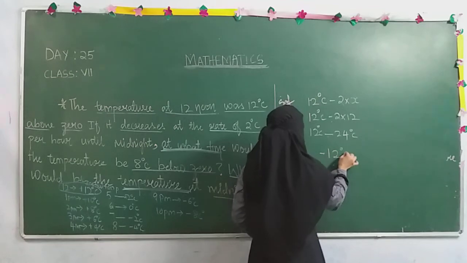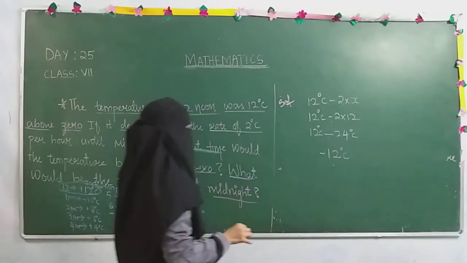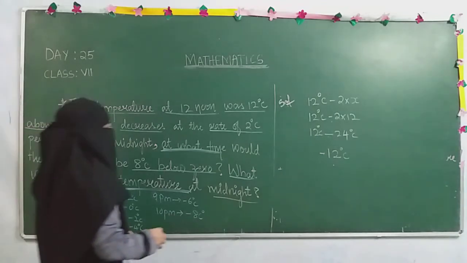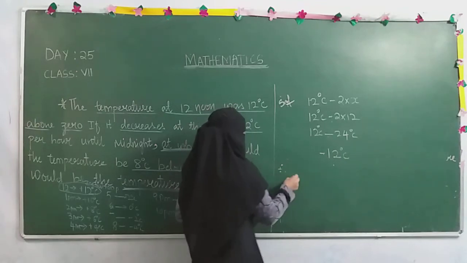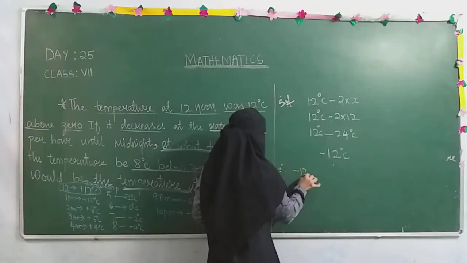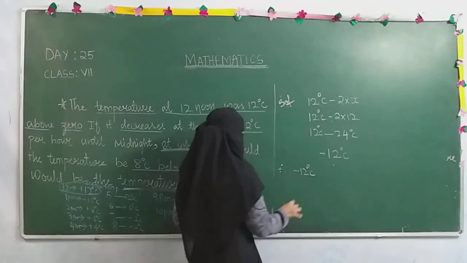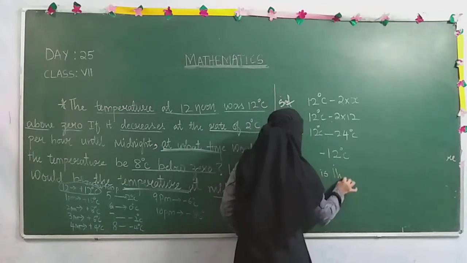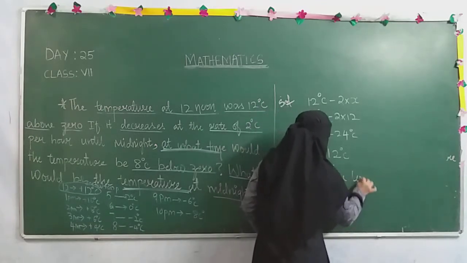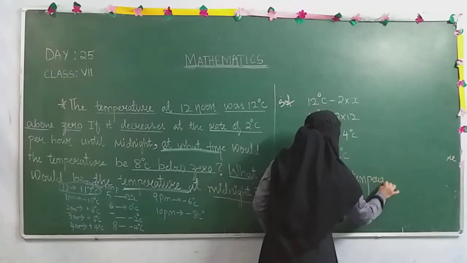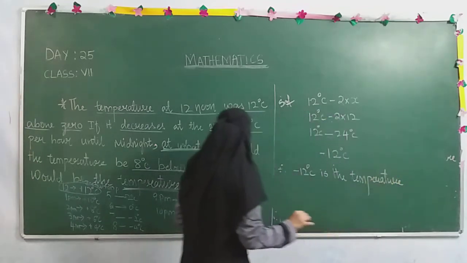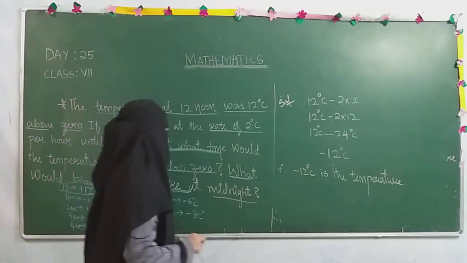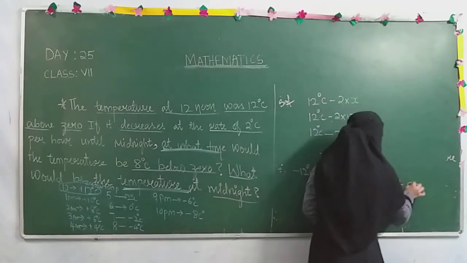As we are talking about the temperature, we need to mention the degree as well as which degree. Okay, degree centigrade. So finally we have to write the statement, that is, therefore minus 12 degrees centigrade is the temperature. What will be the temperature? We have calculated the temperature. So minus 12 degrees centigrade is the temperature at midnight.